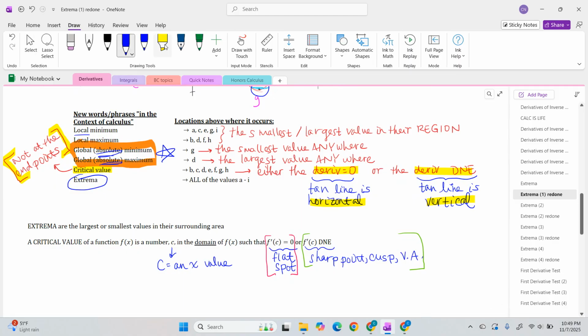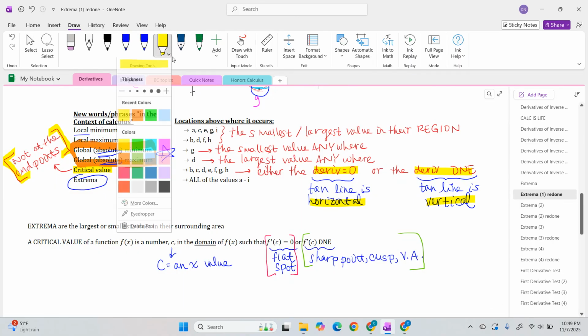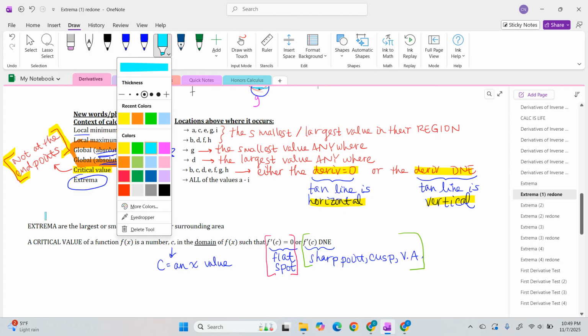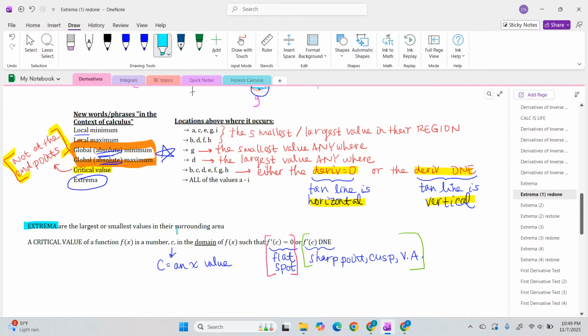Okay, so just to make sure you are totally good, because we're going to say these words a lot on the next slides. Extrema are the largest or smallest value in their surrounding area, it could be local or absolute. And a critical value of a function is any number C in the domain such that f prime of C is 0 or f prime of C does not exist.